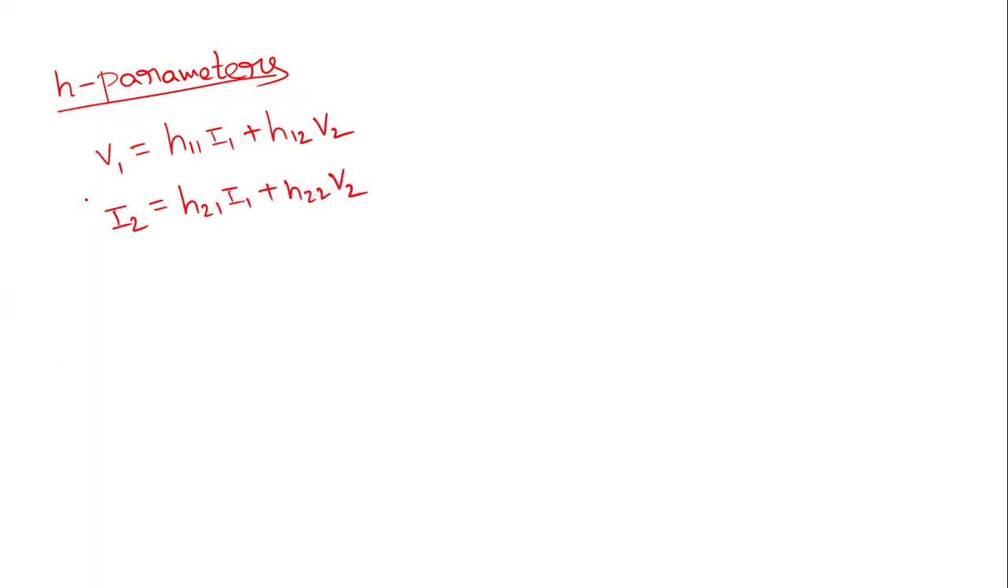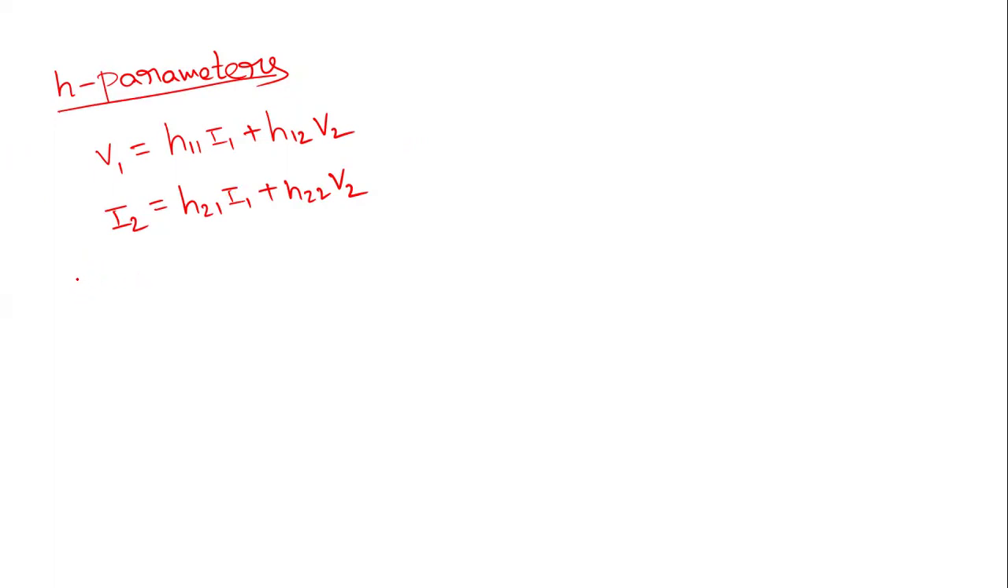So why are these hybrid parameters useful in analyzing bipolar junction transistors? Bipolar junction transistors are mainly current controlled devices. If you apply some voltage at the input, there will be some change in the output current. That is the reason why the BJT is called a current controlled device. We know that FETs are voltage controlled devices.